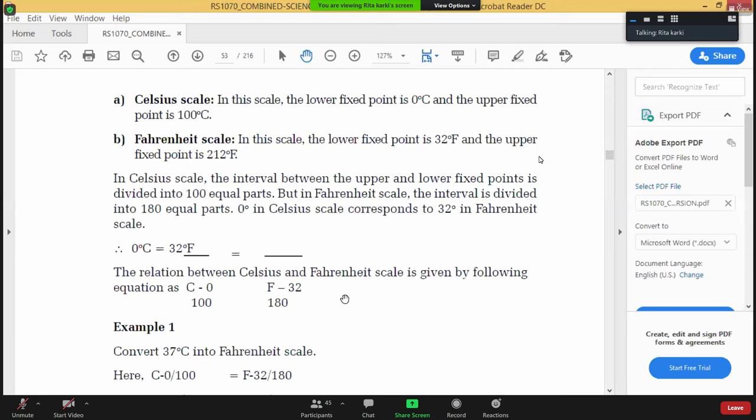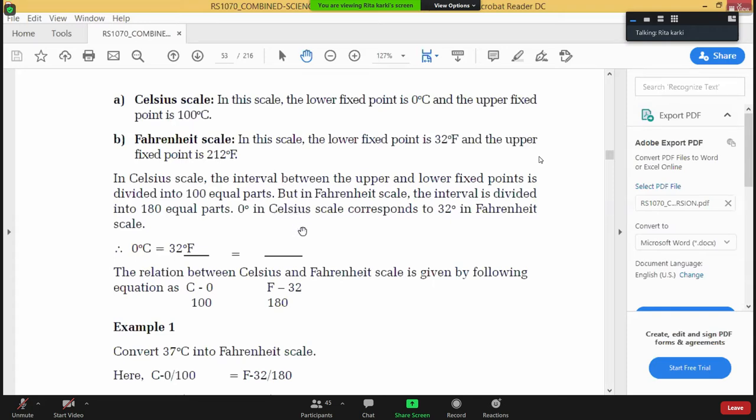100, 180, and another 100. These are the differences between the upper fixed point and lower fixed point of the centigrade scale, Fahrenheit scale, and Kelvin scale. Between these three scales there is also an equation, or formula, to convert the centigrade scale into the Fahrenheit scale and Kelvin scale, and vice versa.